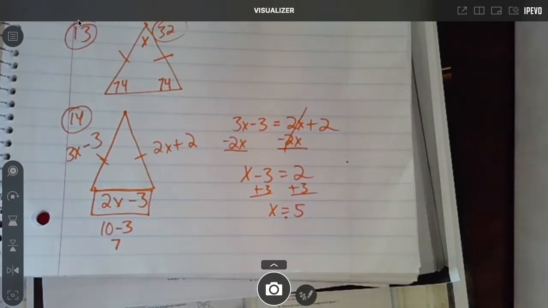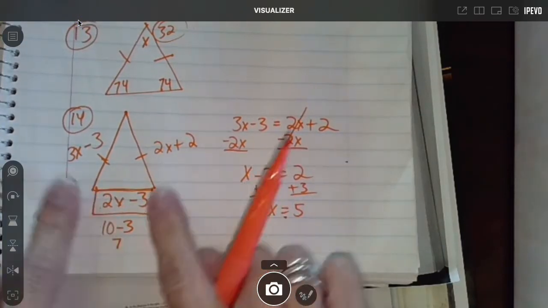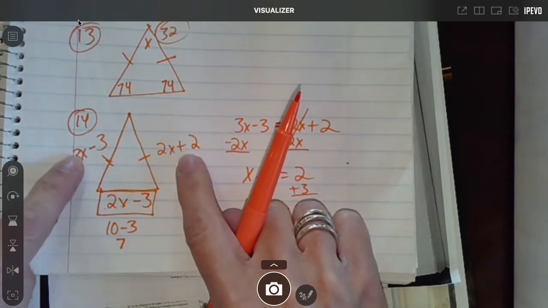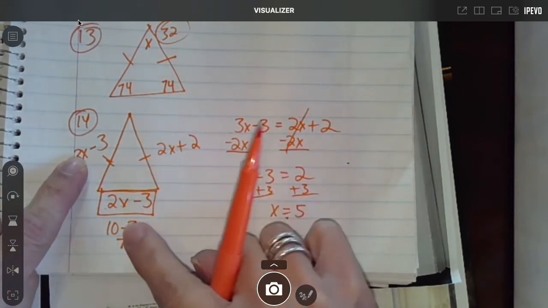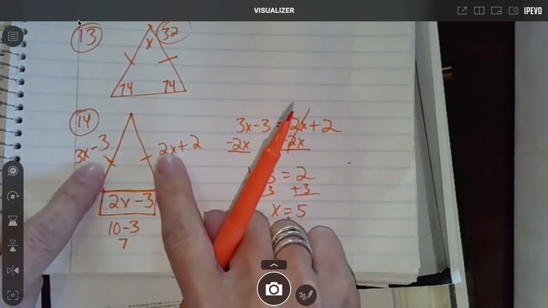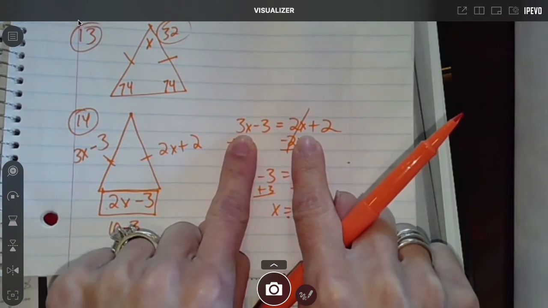A little explanation of what we just did on this one. So number 14, I drew my triangle, my isosceles triangle. These two sides are equal. This is my base. So I just wrote down what the paper told me. Since these two sides are equal, I set them equal.